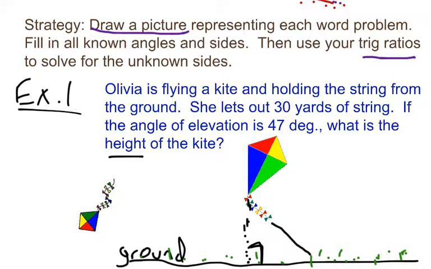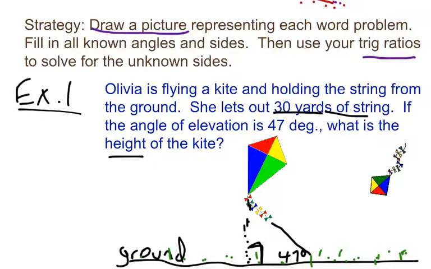And it says the angle of elevation is 47 degrees. Which angle is that? That's the one that's from the ground. Remember what we did up top? We talked about it's from eye level looking up. Well, here it's from the ground looking up. So it's going to be that angle right here. So I'm going to fill in 47 degrees. And I have one other number here. It says 30 yards of string.